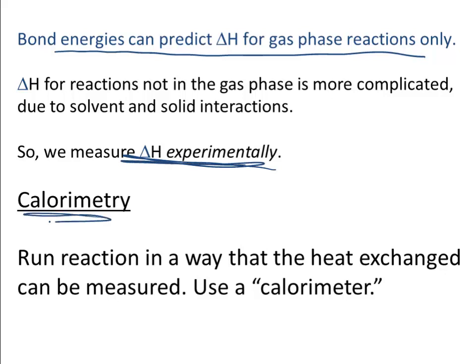And the experiments that are done for this are called calorimetry. And the way it works is you run the reaction in a way that you can measure how much heat is exchanged between the system and the surroundings. And if you know how many moles react and you know how much heat is exchanged, you know then the delta H. And to do that, you use a vessel, a reactant container called a calorimeter.